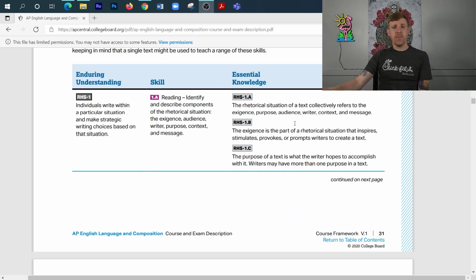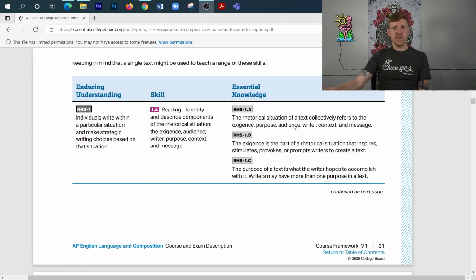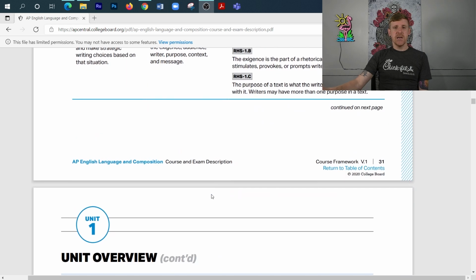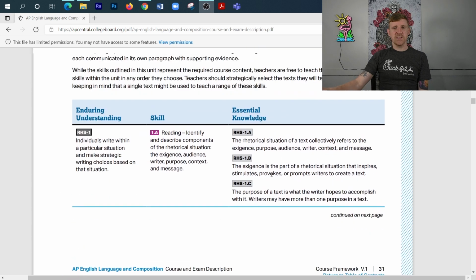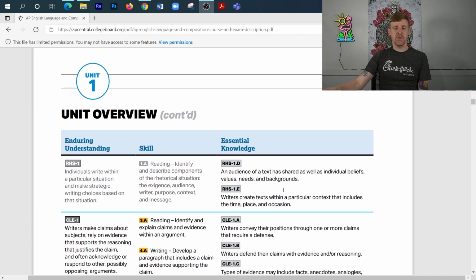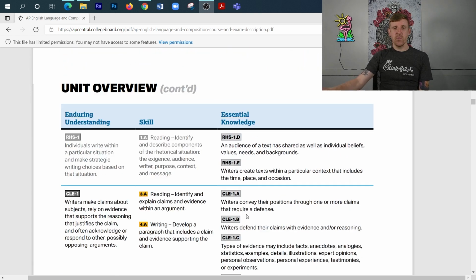Now, what a lot of people, I think, potentially misunderstand is that you don't have to just keep these skills in isolation based on these blue lines. What I mean by that is it's not like I just teach this section and then I have a blue line, and then I teach this section and there's a blue line, and then I teach my claims and evidence and there's my blue line and I'm done unit 1.